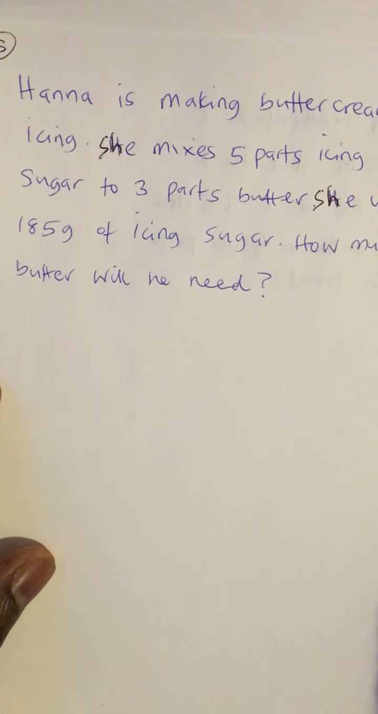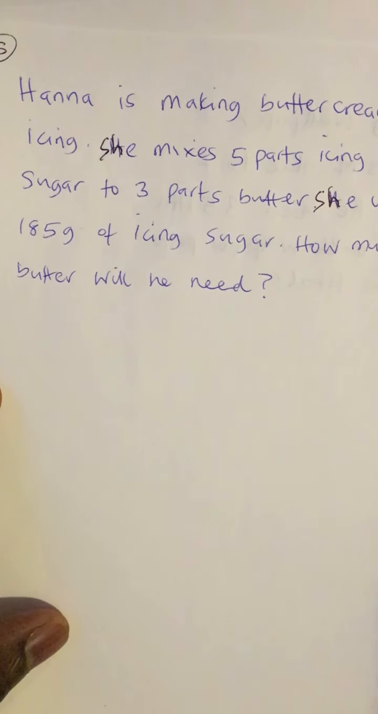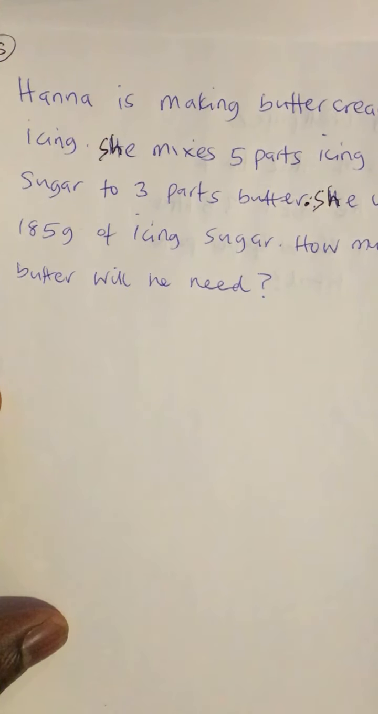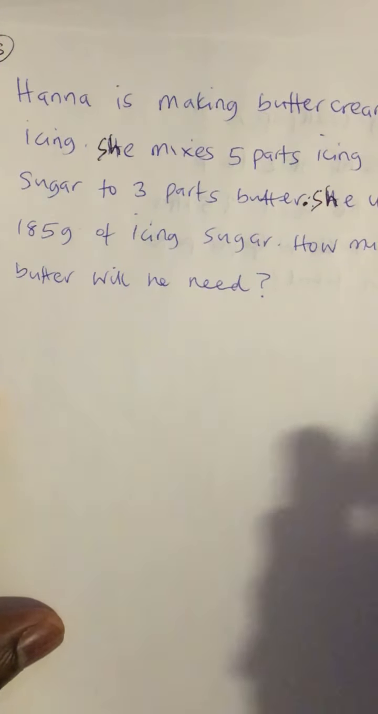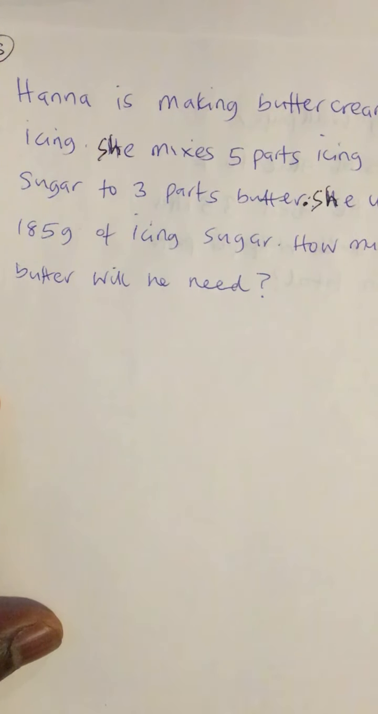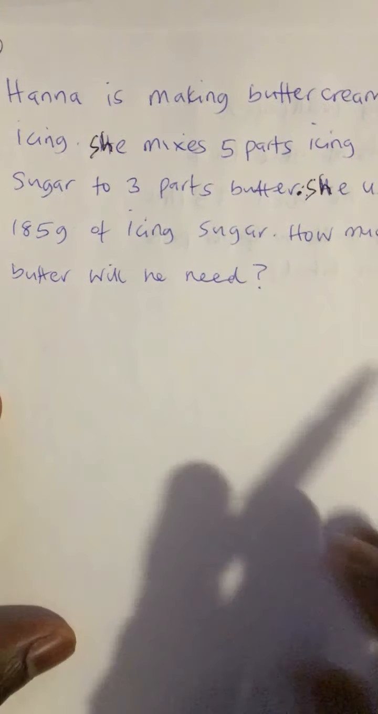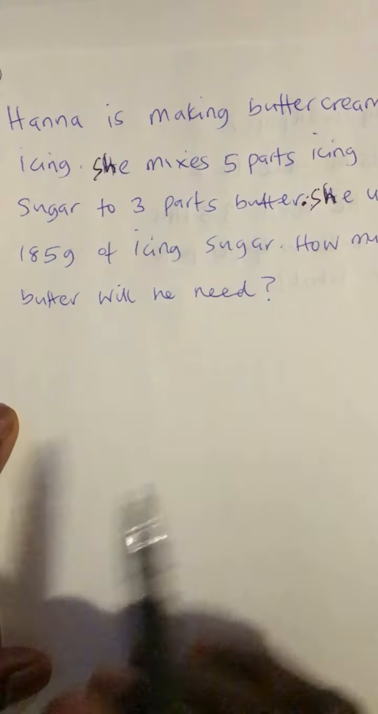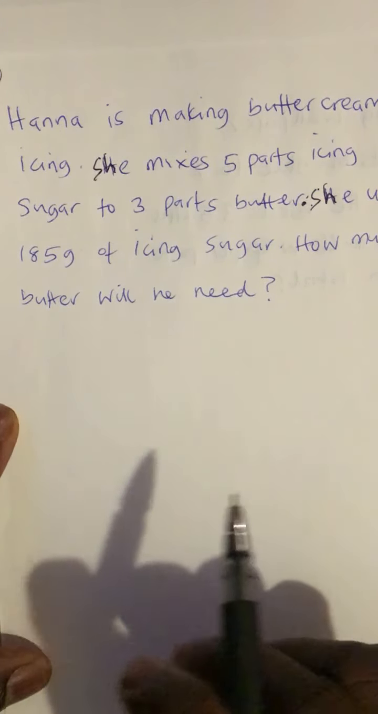So here, Anna is mixing buttercream icing. She mixes 5 parts icing sugar to 3 parts butter. She uses 185 grams of icing sugar. So how much butter will she need? Here, we first find the value of one part by dividing the total amount of icing sugar by the number of parts of icing.